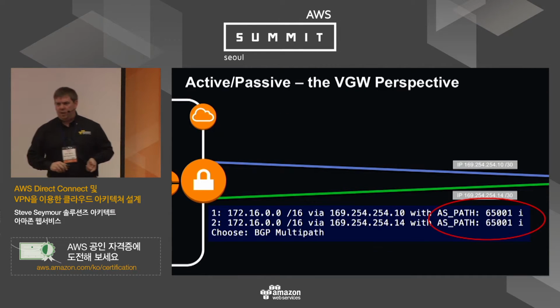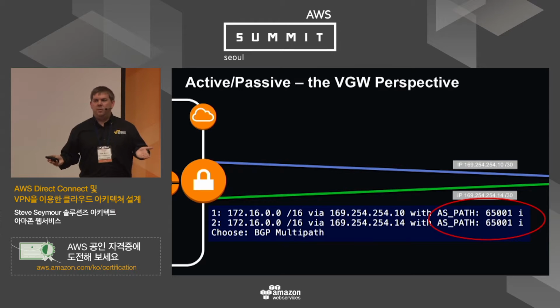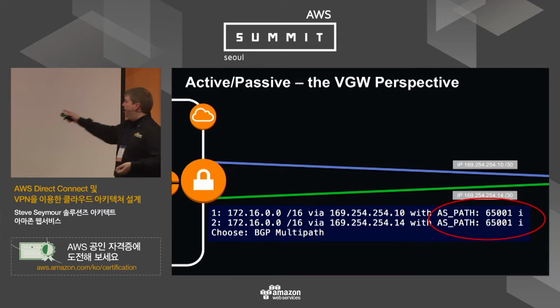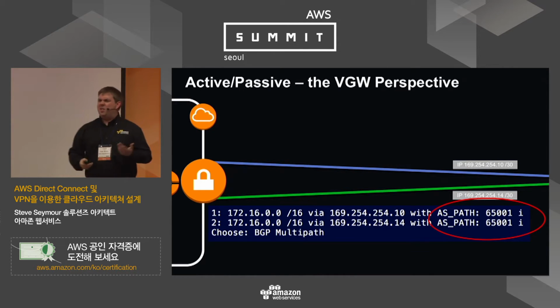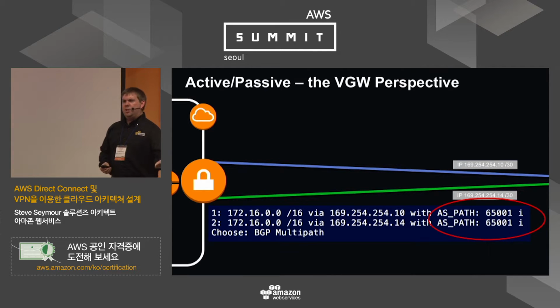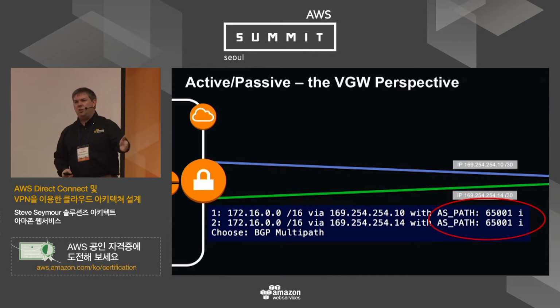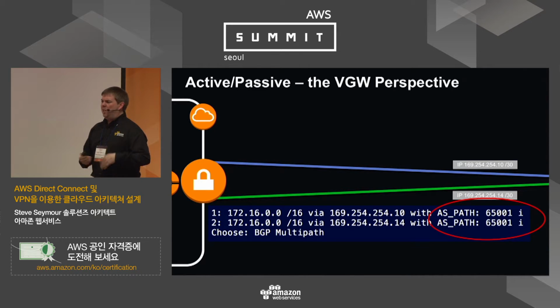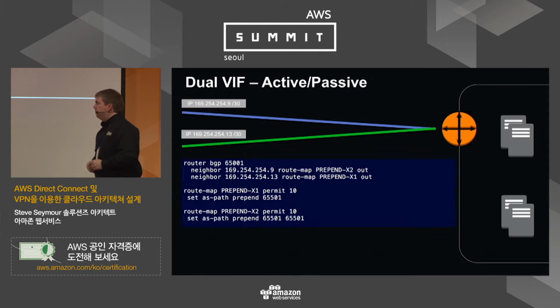But on the AWS side, everything's still the same. So it's still going to do multipath. There's no difference. So this is not good. We now have you as a customer sending traffic to us on one connection, and from an AWS perspective, we're sending traffic on both connections. We need to fix that. So how do we do that?